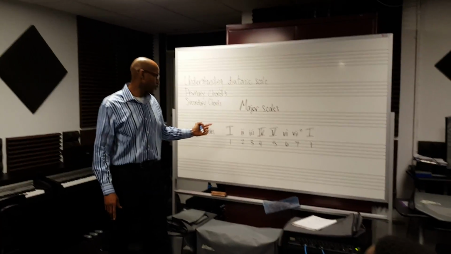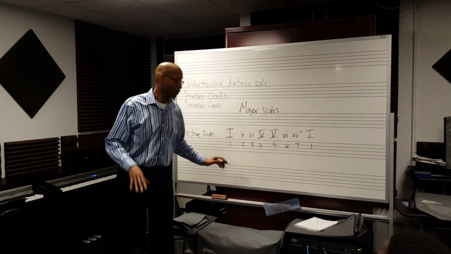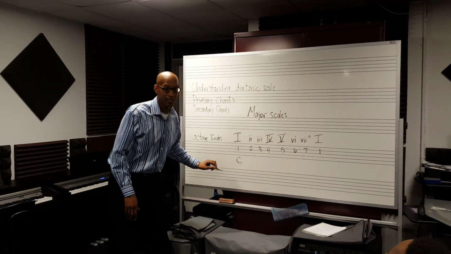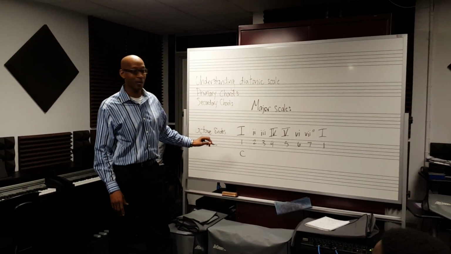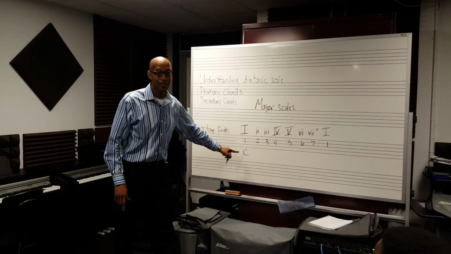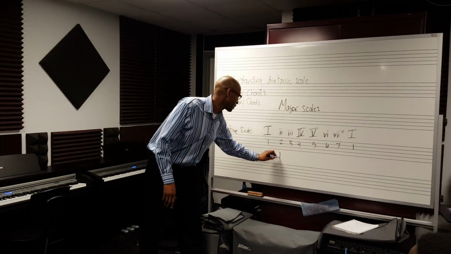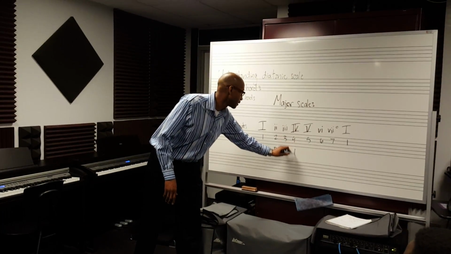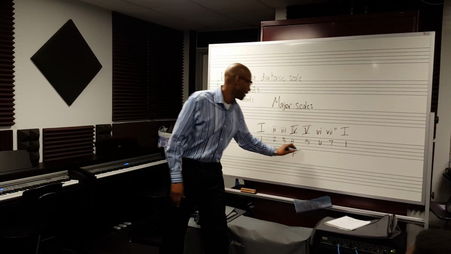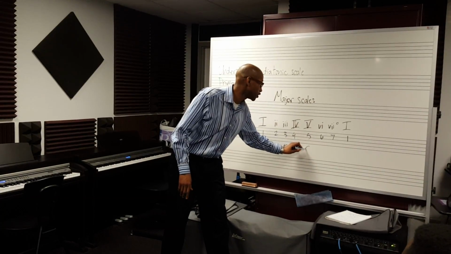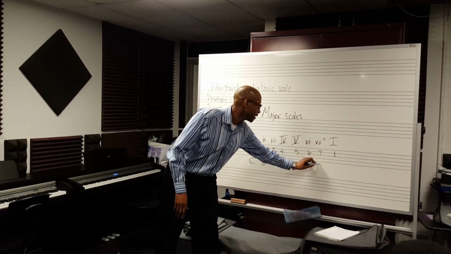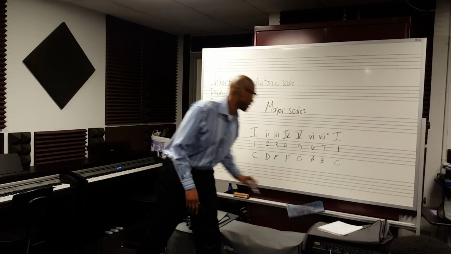So if we use the C major scale, like I said we were going to start with, 1 of course is going to be what? C. 2 is going to be what? D. Then E, then F, and then G, then A, and B, and we're back at the C again, right?